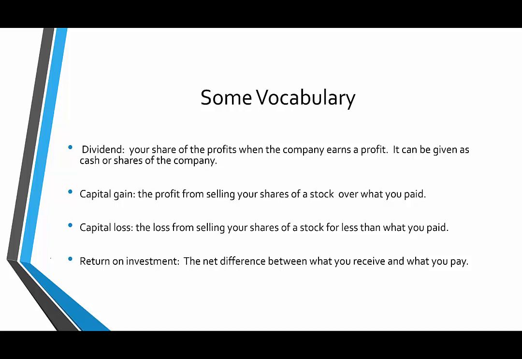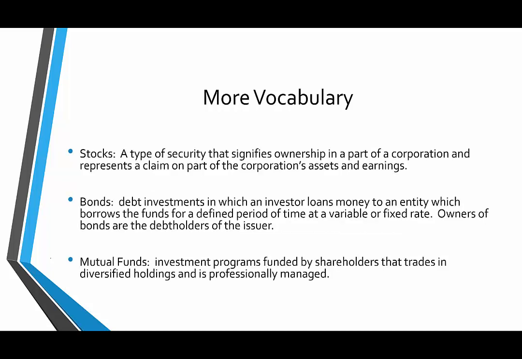There's also the return on investment. This is the net difference between what you receive and what you pay. So the three types of investments that I mentioned previously are stocks, bonds, and mutual funds, and these would be the definitions of those three. So stocks, this is a type of security that signifies ownership in a part of a corporation and represents a claim on part of the corporation's assets and earnings.